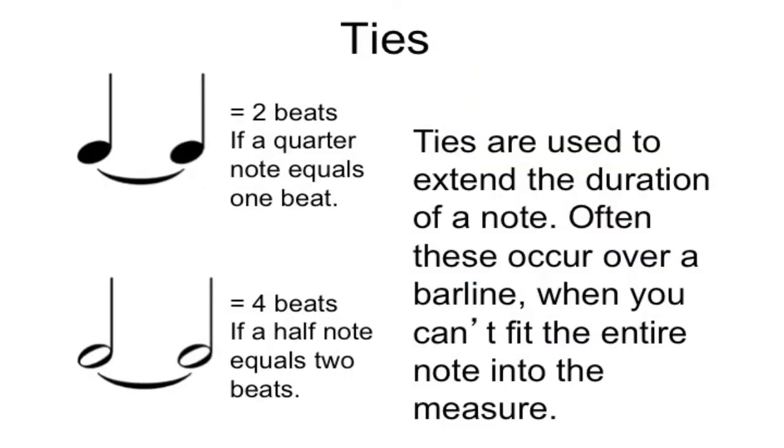Ties. Ties are used to extend the duration of a note. Often these occur across a bar line when you can't fit the entire note into a measure. Look at the 2 examples on the left. 2 quarter notes tied together. For example, if you can't fit another quarter note in the measure, you would put a quarter note in the next measure, connecting them with a tie so that note would be held out, in this case, for 2 beats if a quarter note equals 1 beat. The example below shows 2 half notes tied together. This would equal 4 beats if each individual half note is equal to 2 beats.